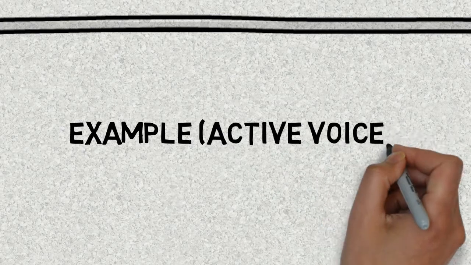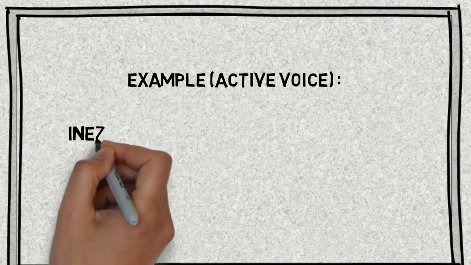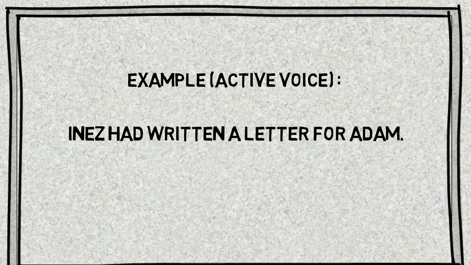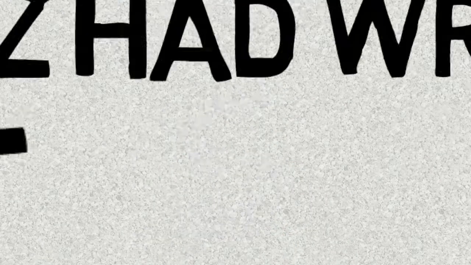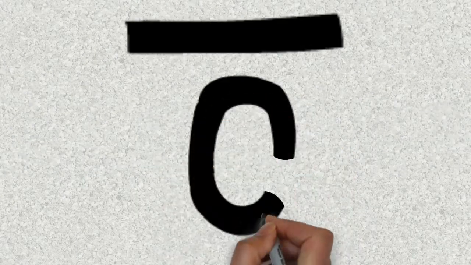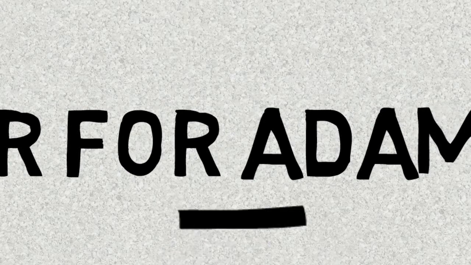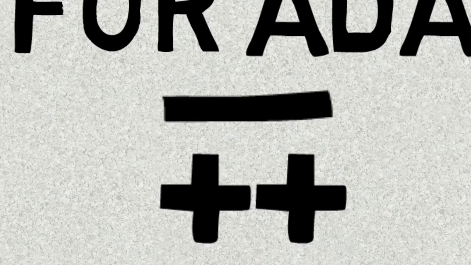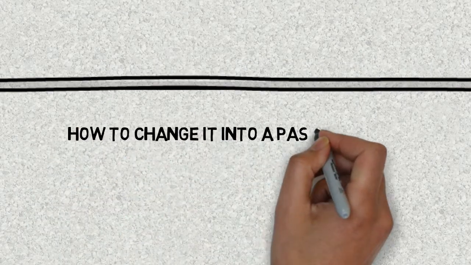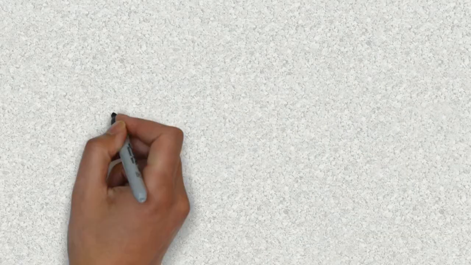Okay guys, from the video we can conclude Ines had written a letter for Adam. Ines is the subject, written is the verb 3, a letter is the object, and for Adam is the informal information. How to change it into passive voice?